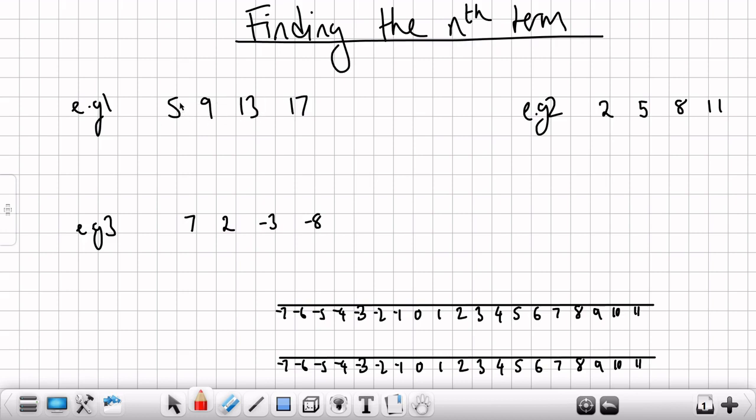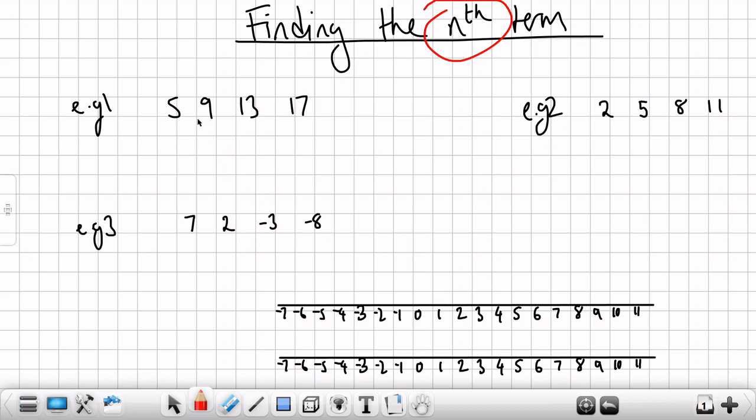It's going up in steps of 4. So 5 add 4 is 9, 9 add 4 is 13, 13 add 4 is 17. If you don't know that, then just do 9 take away 5, that gives you 4. 13 take away 9, that gives you 4. 17 take away 13, that gives you 4. So actually these are going up in steps of 4. At the moment, I'm not interested in what comes afterwards. I'm just after the nth term.